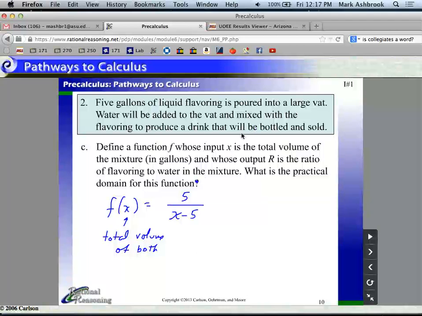And this gives us how much more times flavoring we have than water. Or the relative amount, the amount of flavoring relative to how much water we have. Questions on that so far?